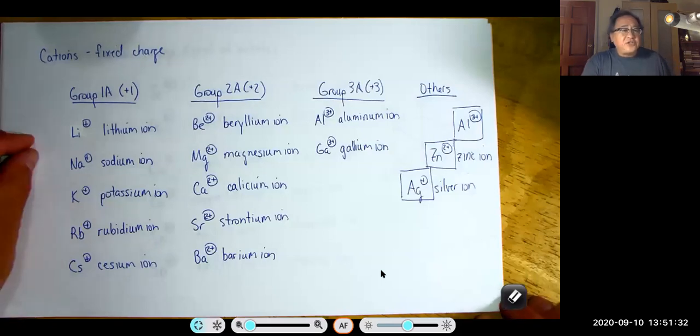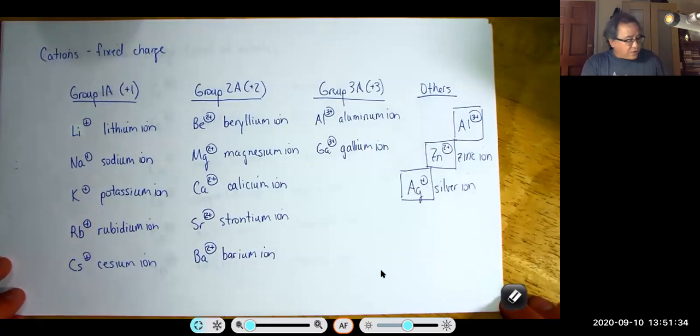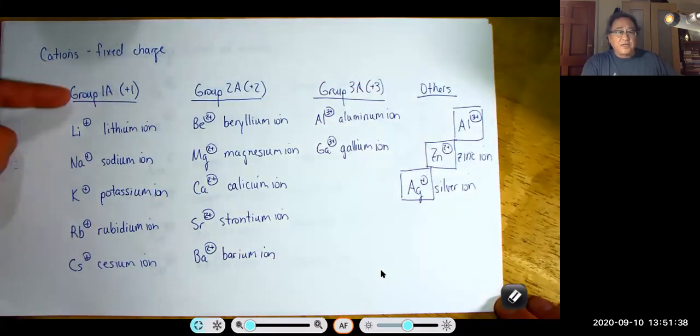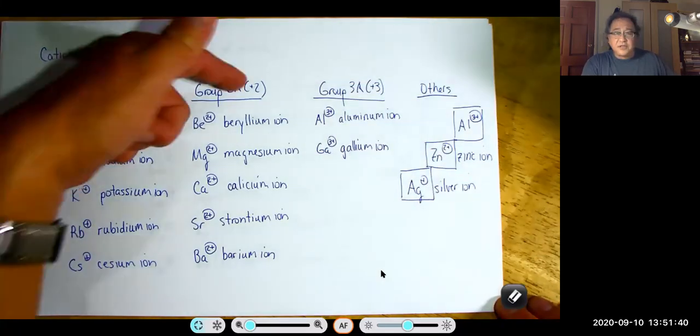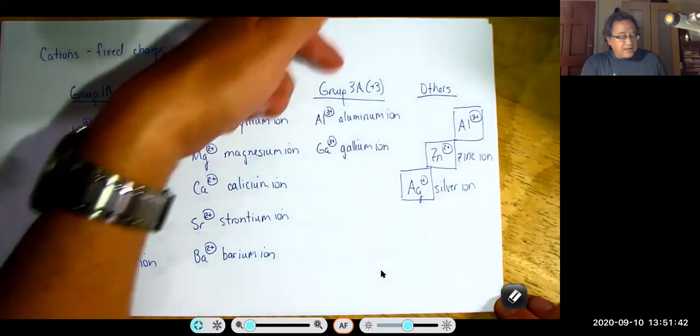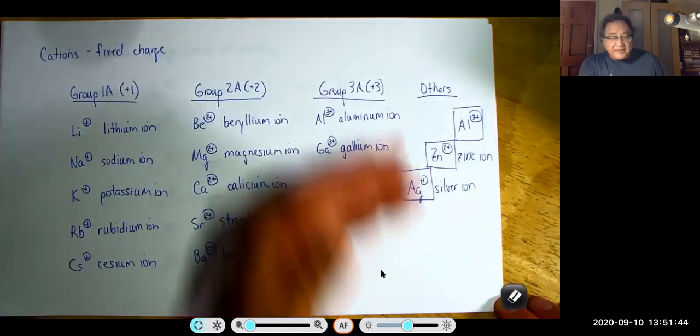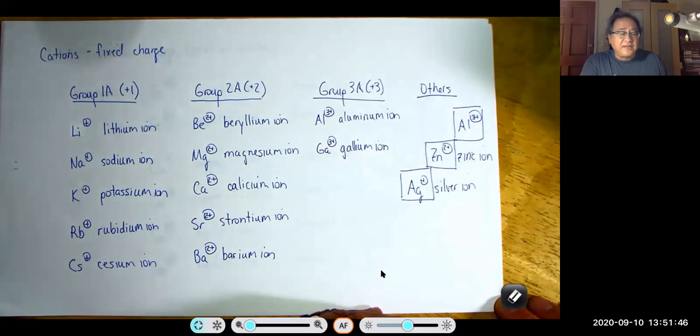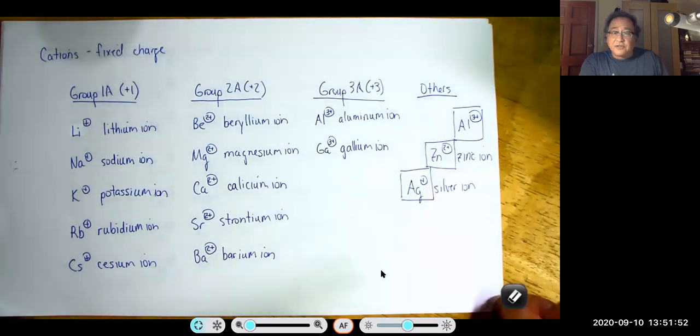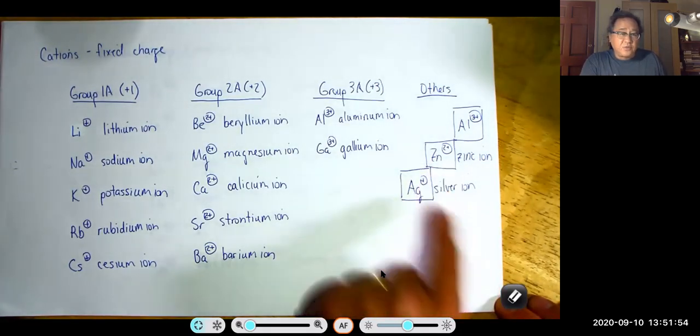Okay, let's look at those fixed charge cations. These are the ones you need to memorize. In group 1A, they're always a +1. In group 2A, they're always a +2. In group 3A, they're a +3. I don't have a complete list of the group 3A because we don't run into those elements down here very often. There are some others, and they are silver and zinc. Zinc is always a +2, silver is always a +1.